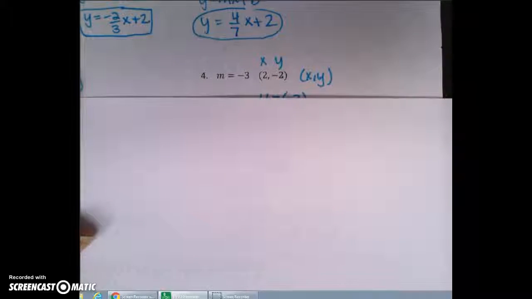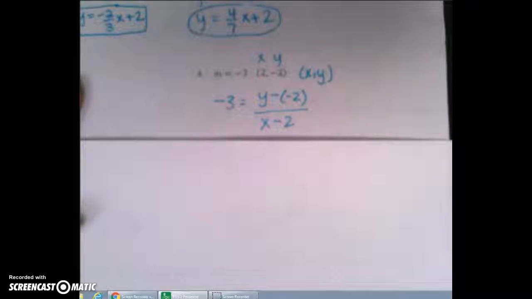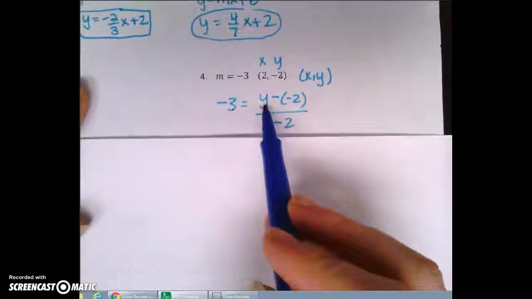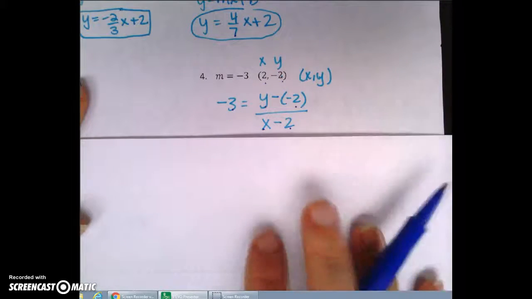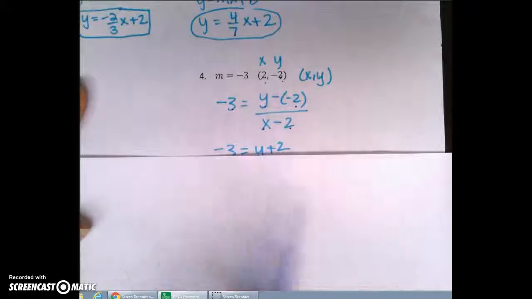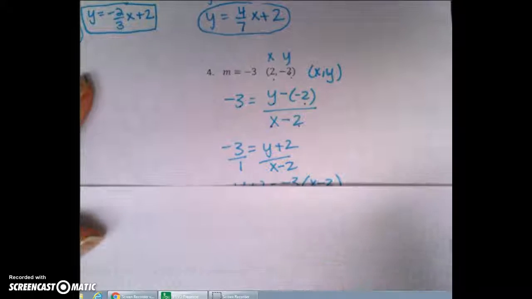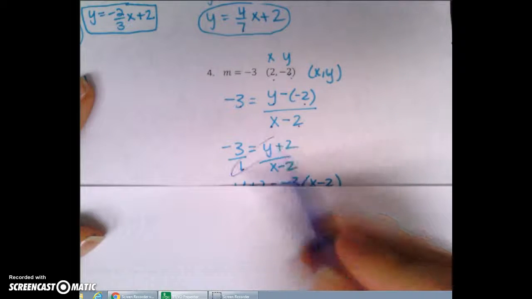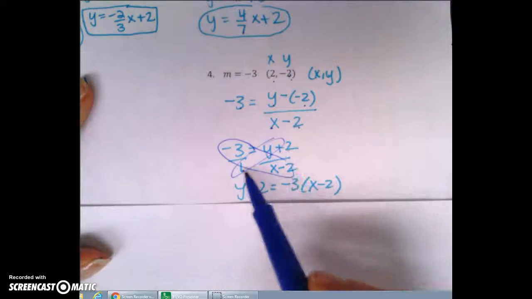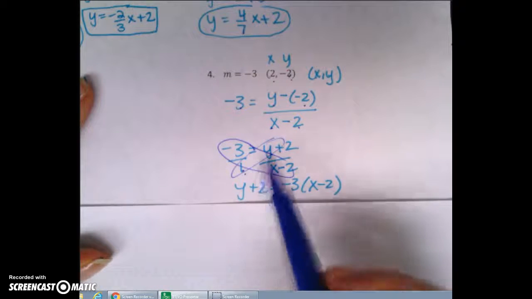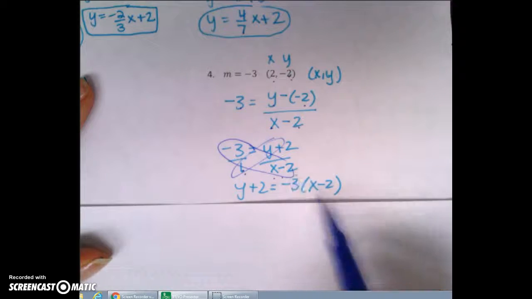Let's move on to 4. 4, we're given a slope and a coordinate on our line. Is our coordinate our y-intercept? No, unfortunately it's not. So again, let's use our formula for slope. M equals y2 minus y1 over x2 minus x1, and substitute in the values. Sometimes it helps to label x and y. Then I'm going to put 1 into my denominator so then I can do cross products to solve my proportion. And I'll have y plus 2 times the quantity of 1 is just y plus 2. And -3 times the quantity x minus 2.